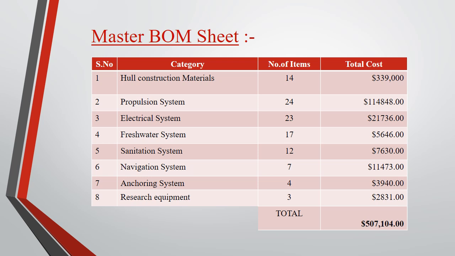Finally, we have the third and final section of our PPT, the Master Bill of Materials sheet, wherein we included the total cost of every system, and then we've summed up those total costs into a final total cost of approximately $508,000.